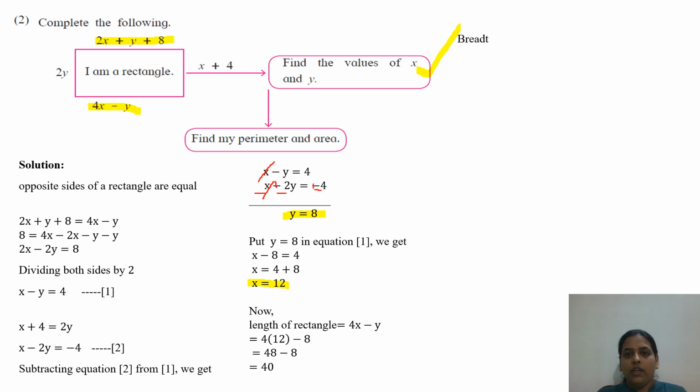In like this you should calculate the breadth of the rectangle. So breadth of rectangle is equal to, consider any, that is x plus 4 or 2y. Okay, any of the two options. Okay, so here I put 2y. Okay, so instead of y, put the y value, that is 8, that is 2 into 8. So 2 into 8 is equal to what? 16. So breadth of rectangle is equal to 16. Simple.